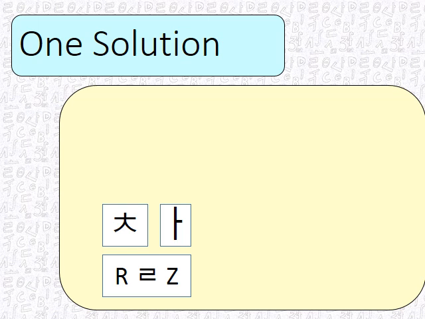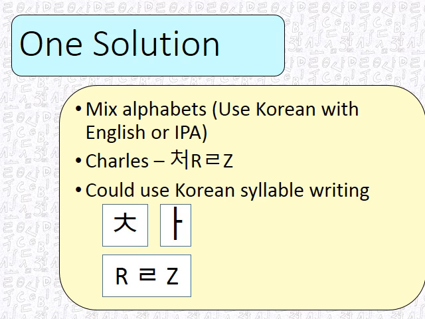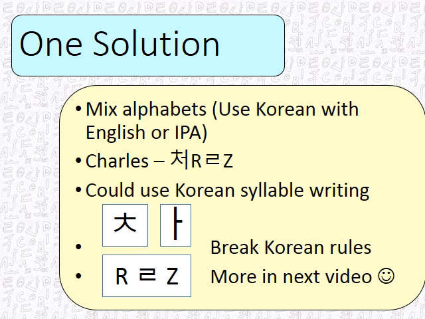One solution, other than using only IPA, is to mix Korean and English or some IPA letters to help produce the sound in the best manner. For instance, Charles: ch is followed by the vowel like in father, I would use the R because there is no R in Korean. It is close to the L, and Z once again is not a sound in Korean. So you could use Korean syllable format as long as you break the rules like this. The next video is dedicated to the differences in the syllable systems of Korean and English.